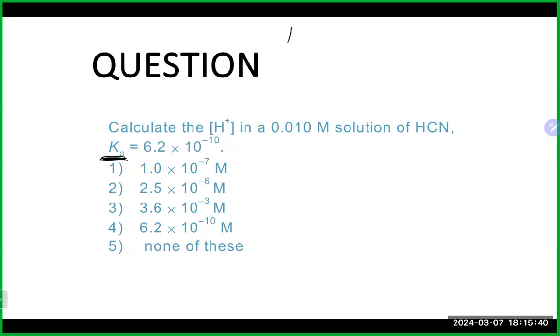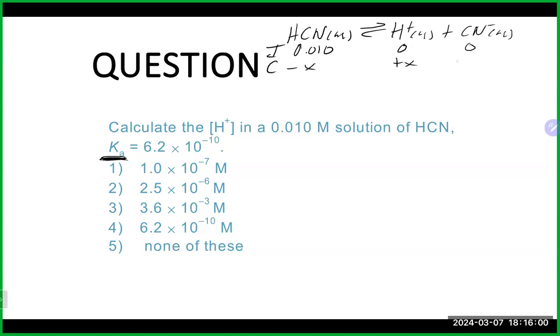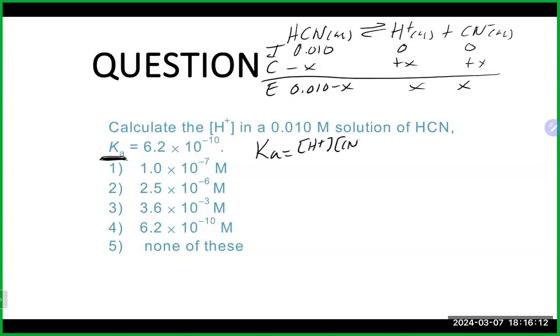So we will do our little equation here of our acid breaking apart into H plus and CN minus, in this case, a little cyanide. Initially here, we've got 0.01, it looks like, zero and zero. Our change will be minus x, plus x, plus x. That means when we get to equilibrium, 0.01 minus x, x, and x. This will go into our Ka expression, which will be our products divided by our reactants. In this case, that will give us x squared divided by 0.01 minus x equals our Ka value of 6.2 times 10 to the minus 10.